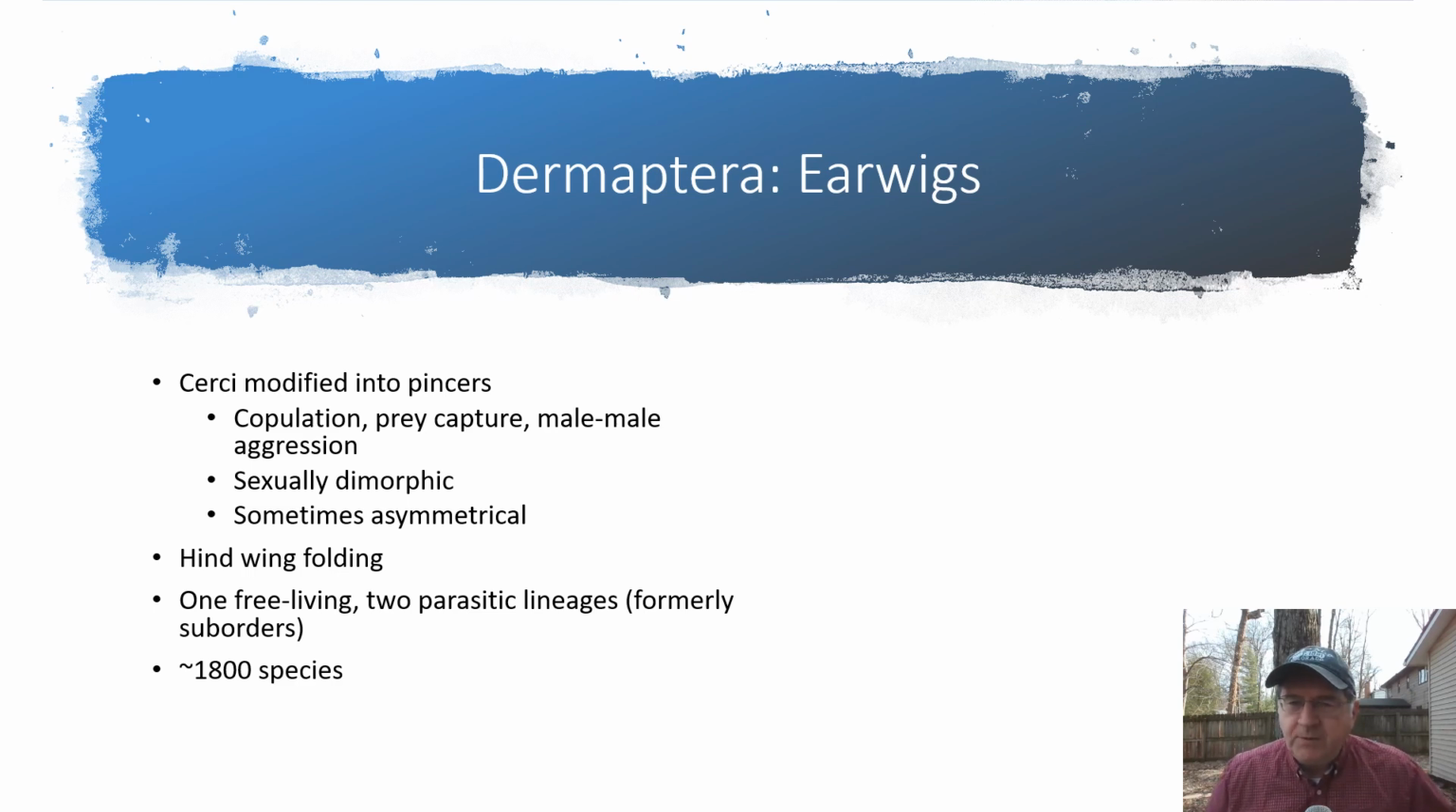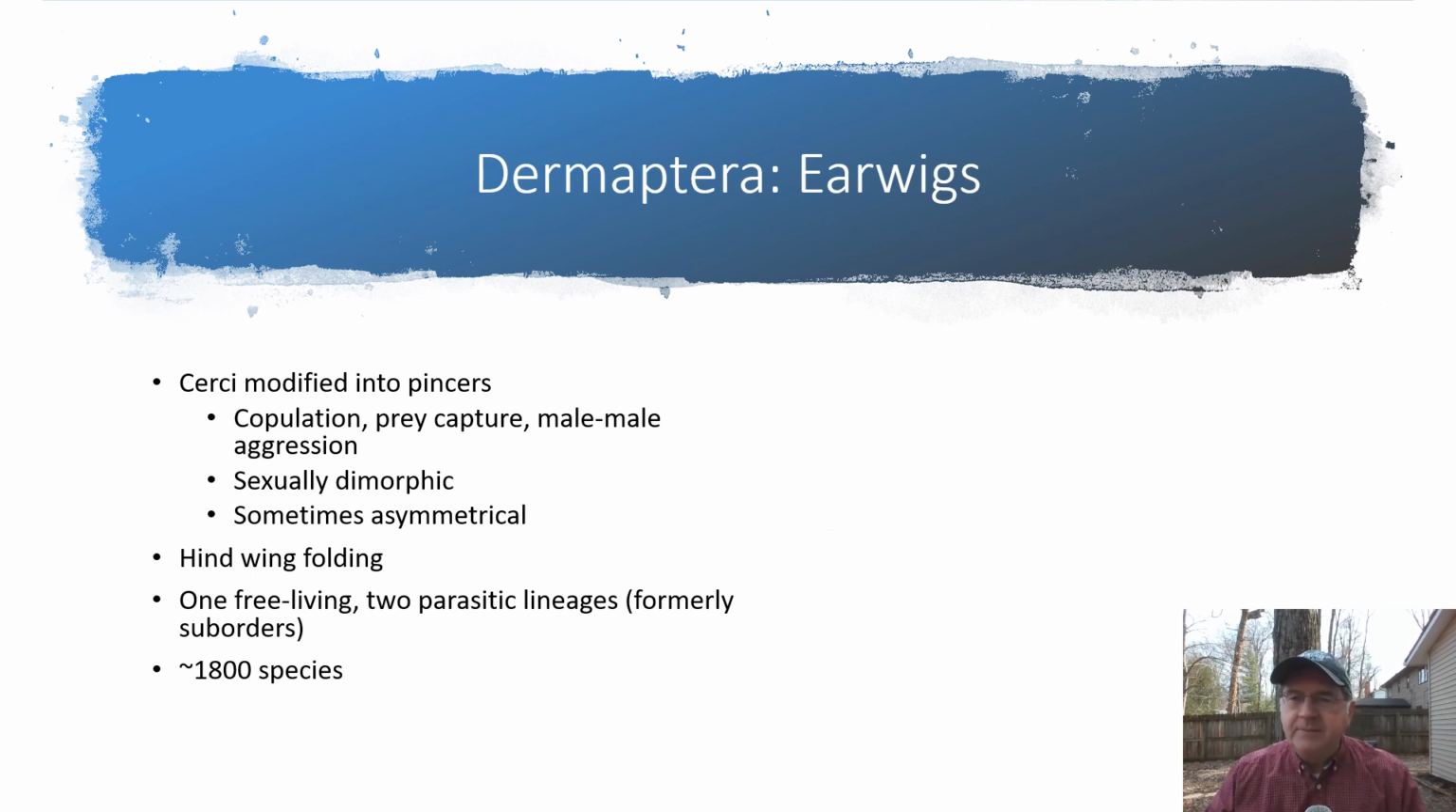But there are two lineages within the Dermaptera which break all of these rules. These lineages were formerly classified as suborders, so there was one suborder of the free-living earwigs, and then these two parasitic lineages. But now they're all lumped together in one. Overall, the Dermaptera is not a huge group of insects, only about 1,800 species now. Perhaps that feels like a lot of species to you, but in some of the holometabolous groups, 1,800 species would be a small family. That would be about the size of a large genus in some groups, like some ants.